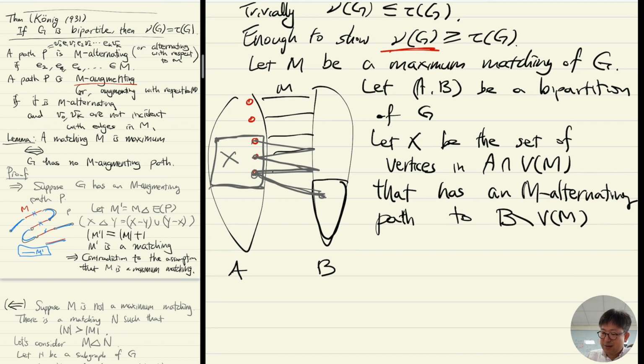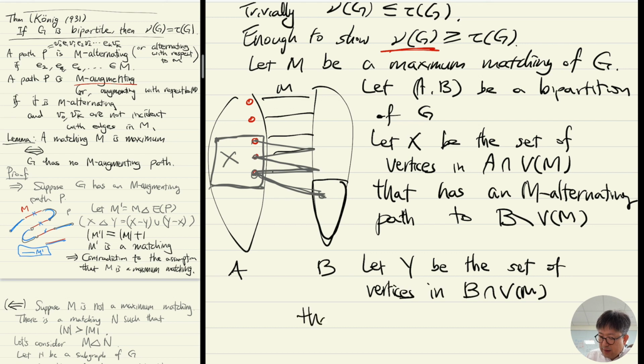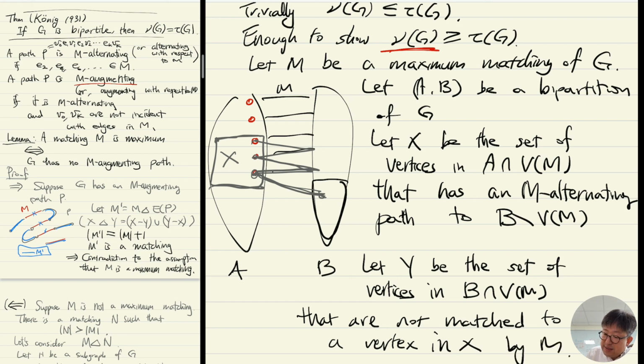Now, what are we going to do? Now, let Y be the set of vertices in B intersection V(M) that are not matched to a vertex in X by M. So matching edges in M will pair a vertex in A and a vertex in B. So the partners of X will not be in Y, right? Among those vertices in V(M) intersection B, I'm going to choose the vertices whose partner is not in X. So that's going to be Y.